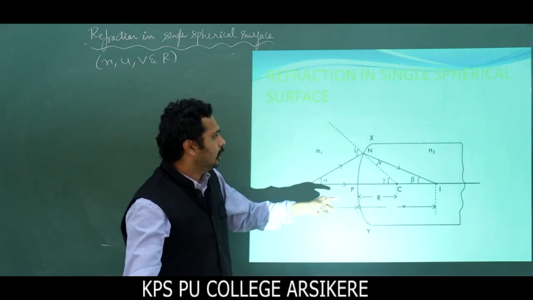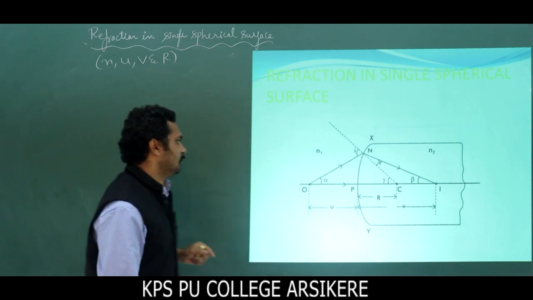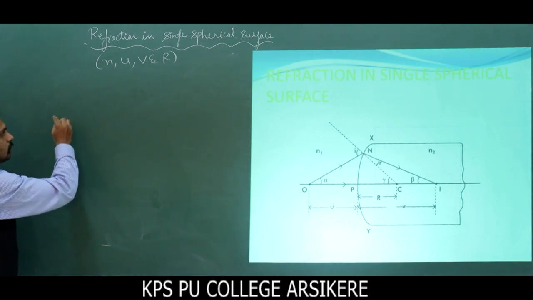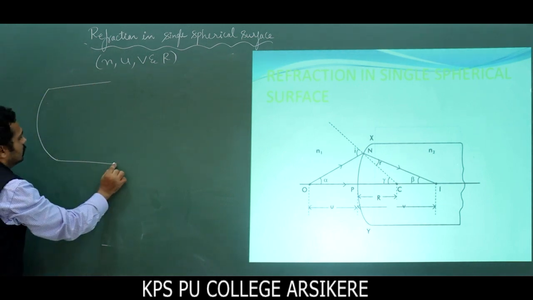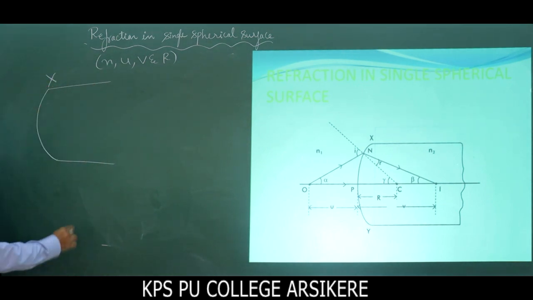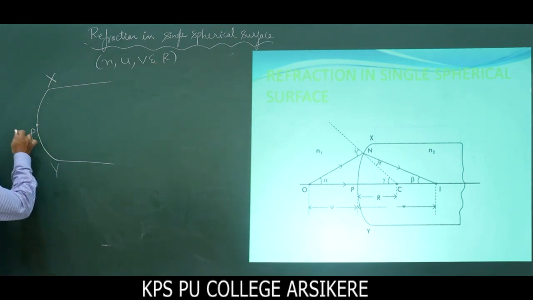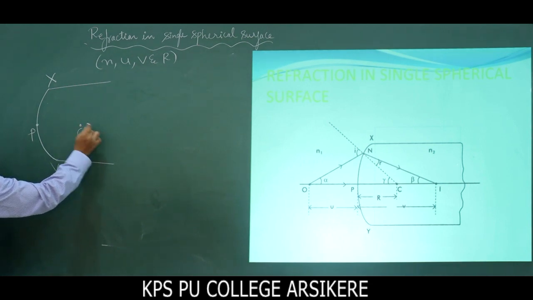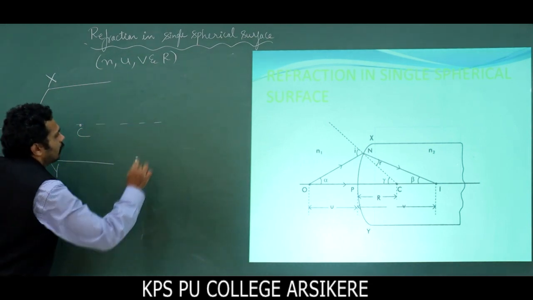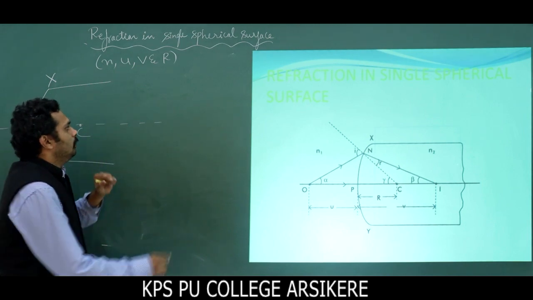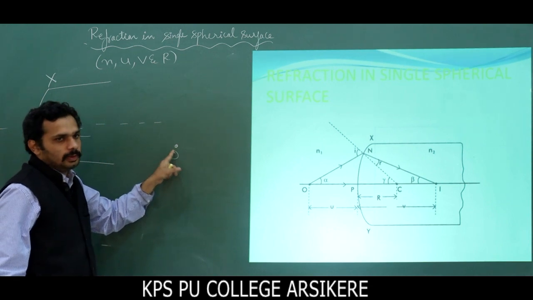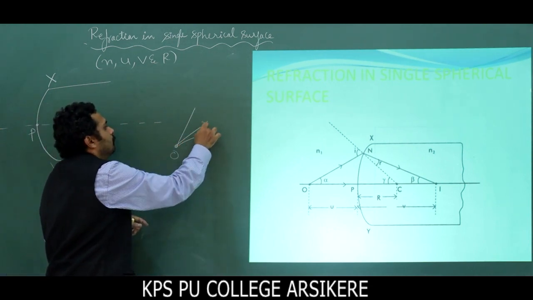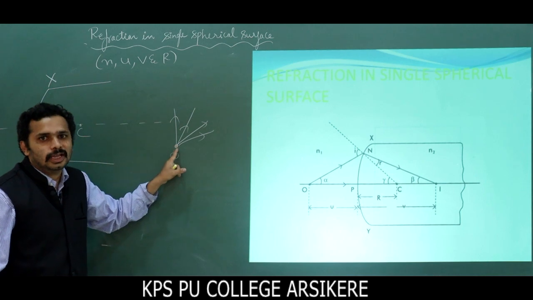Now look here, this is the single spherical surface. Now here I am going to show that. Consider a single spherical surface XY. This is pole P. C is center of curvature. This is principal axis. Here I am using point object. From the point object we consider a number of rays of light. This is called real object.